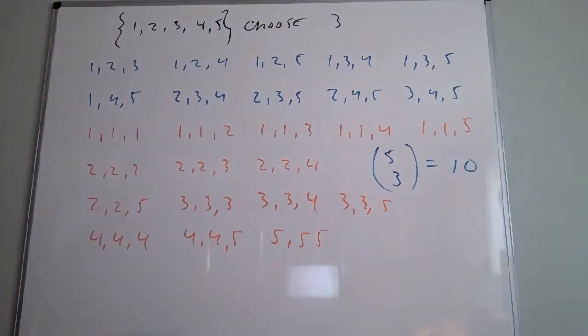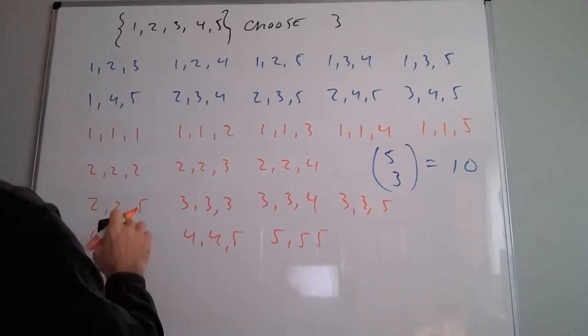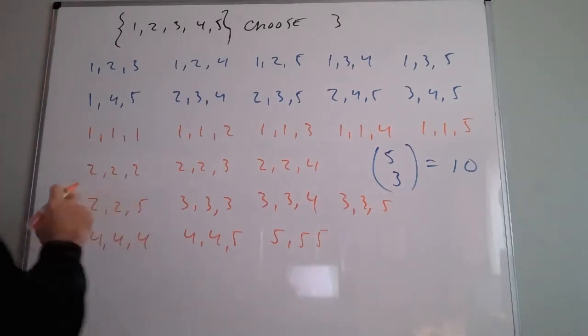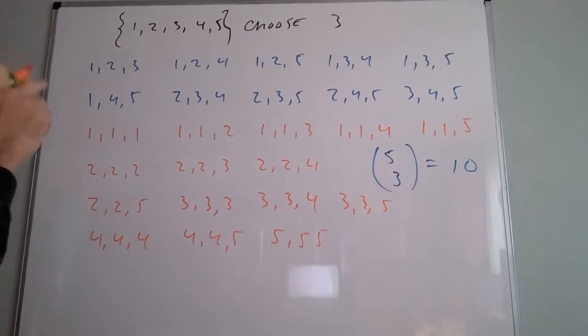Do we have that? Actually, no. I think I've left something off here. Did I leave one off? 1, 2, 3, 4, 5, 6, 7, 8.